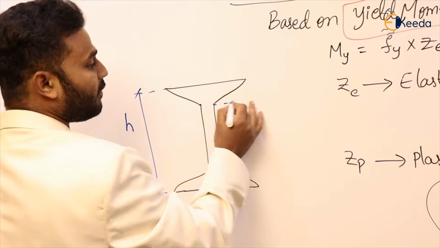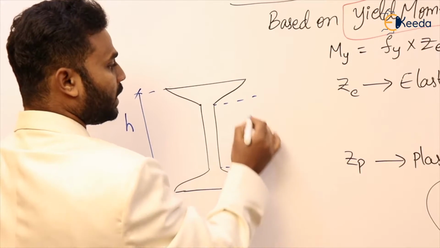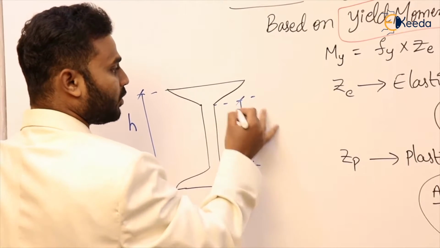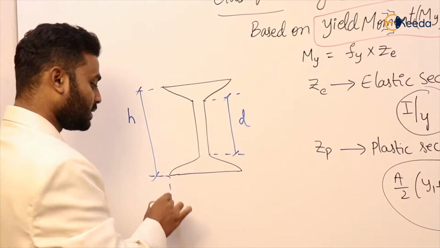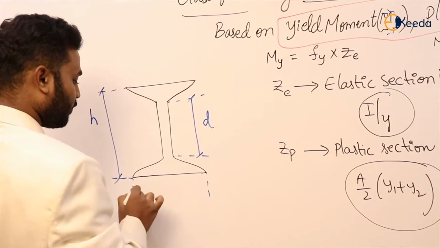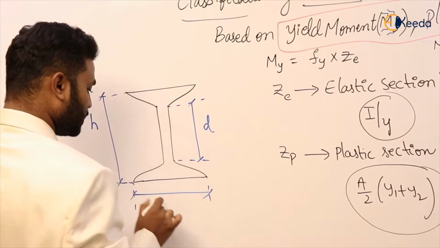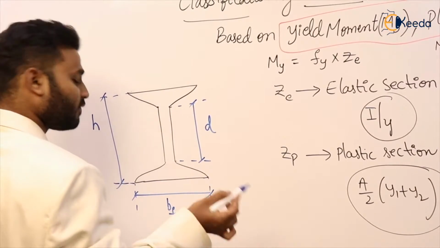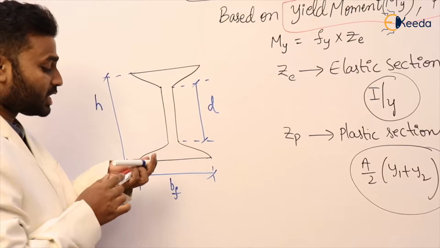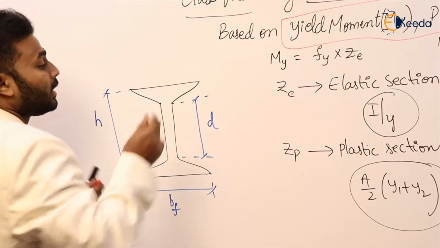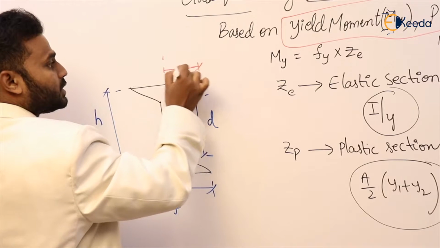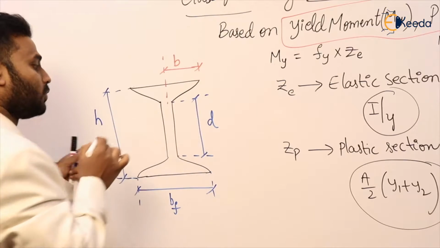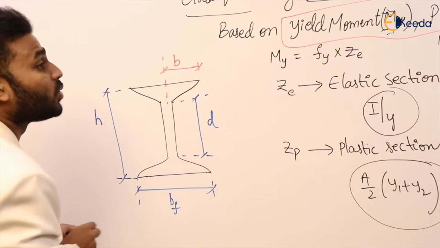And the depth of the web, only I'm considering the depth of the web, that I'm going to represent with d. Clear? And this is the width of the flange, which is Bf. And now b, what is b? So b is the outstand width. So this is b. What is b here? b is the outstand width.